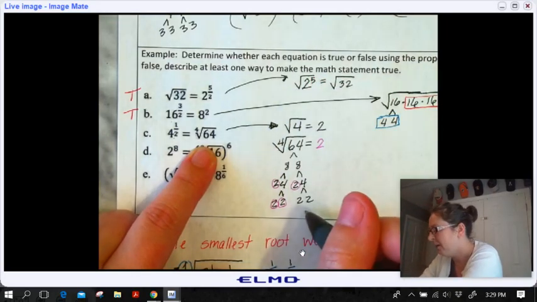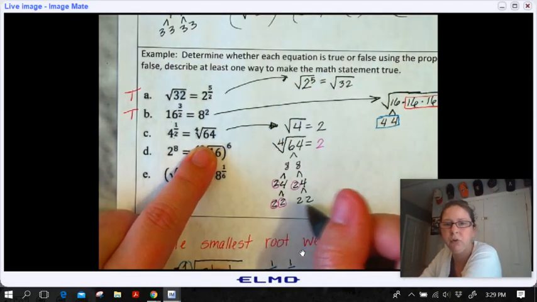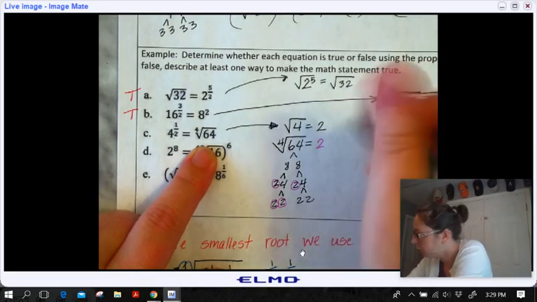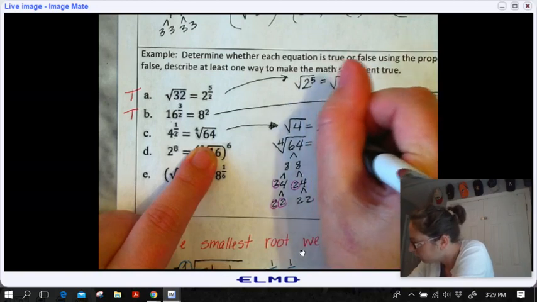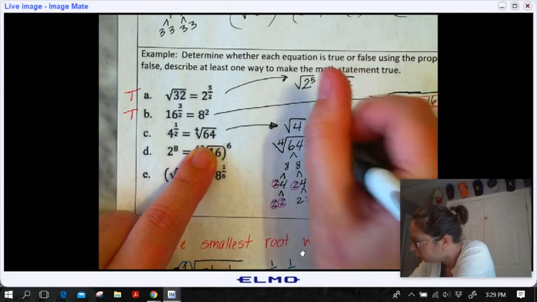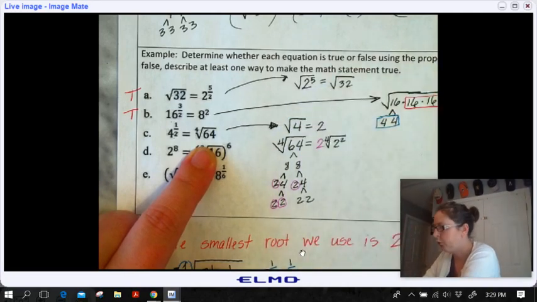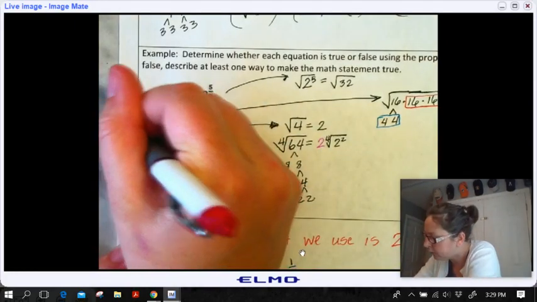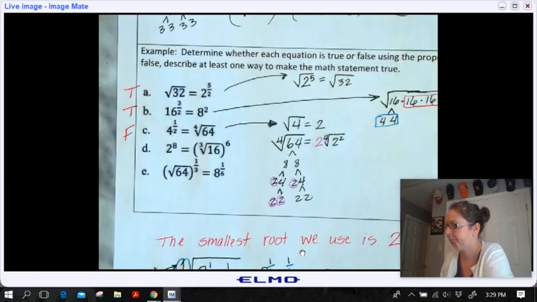But I've got these leftovers in here. I've got 2 squared. Okay, there's 2 of them. So the fourth root of 2 squared. Are these the same? The answer to this is no, they are not the same.